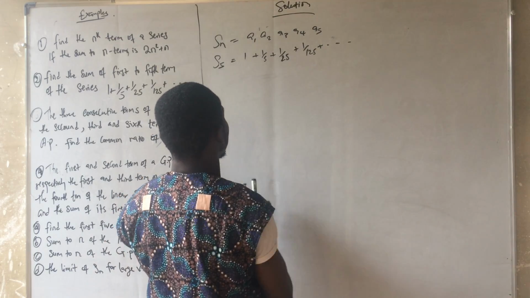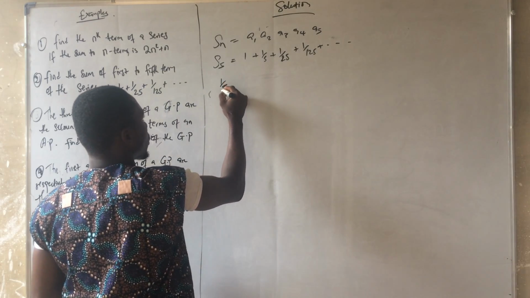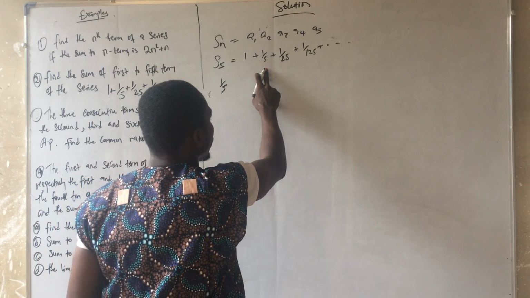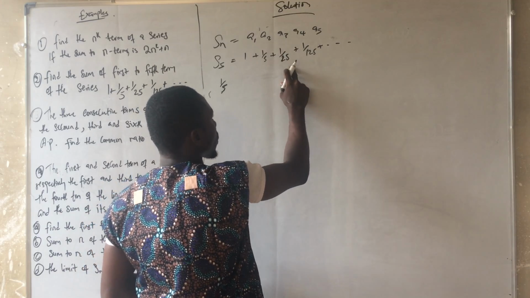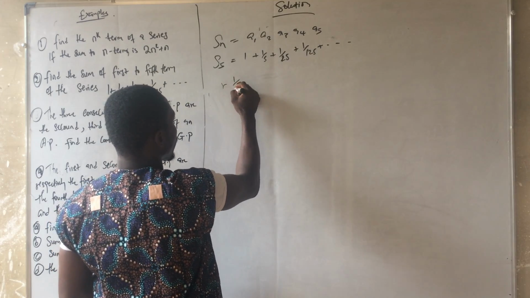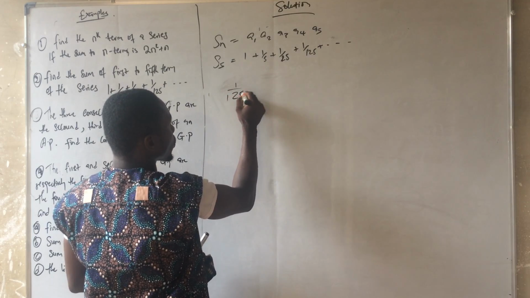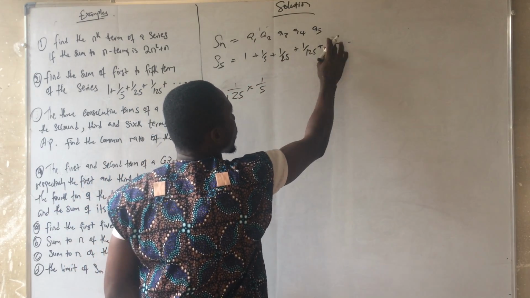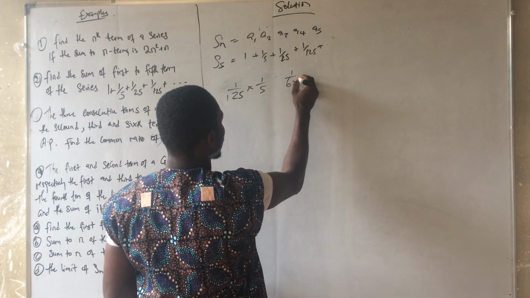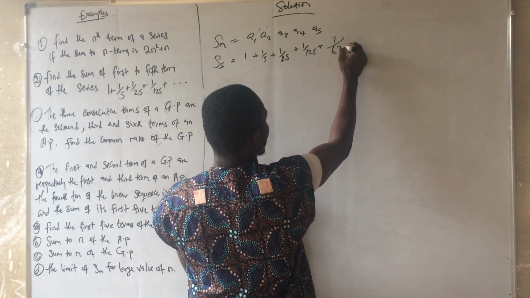No, so now the common ratio here is 1 over 5, because when you multiply this one with 1 over 5, you get this one. You multiply this one with 1 over 5, you get this one. So since our ratio is 1 over 5, we multiply 1 over 125 by 1 over 5 to get the fifth and last term. So that is going to give us 1 over 625. So our last term is 1 over 625.